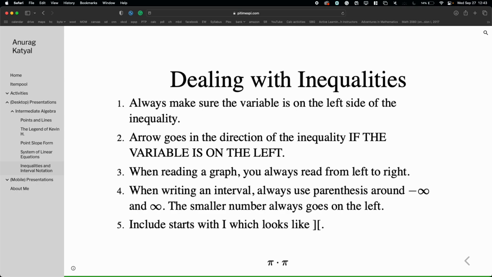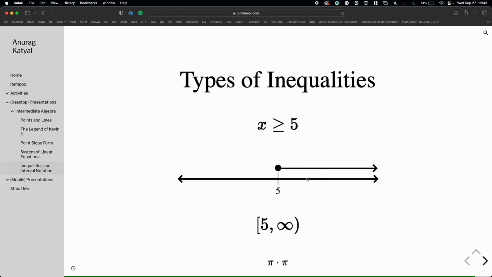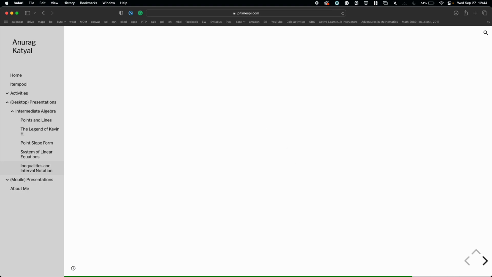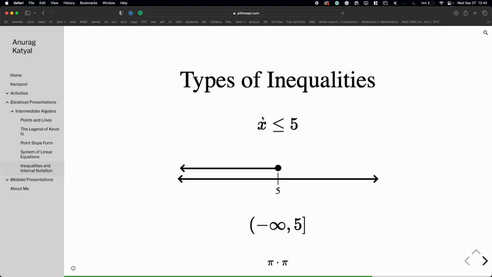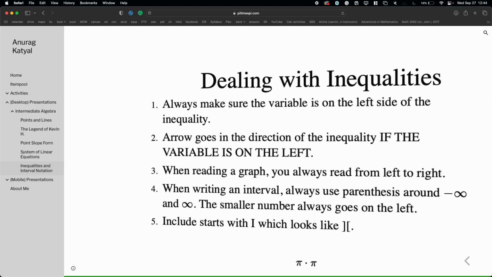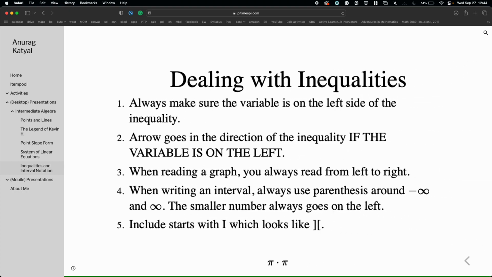If you make sure that your variable is on the left side of the inequality, your arrow will go in the same direction. This only works if the variable is on the left side. What I mean by that is, is the variable on the left side of this inequality? Which way is the inequality pointing? Which way is the arrow going? As long as your variable is on the left-hand side, the inequality and the arrow will point in the same direction. Fair?